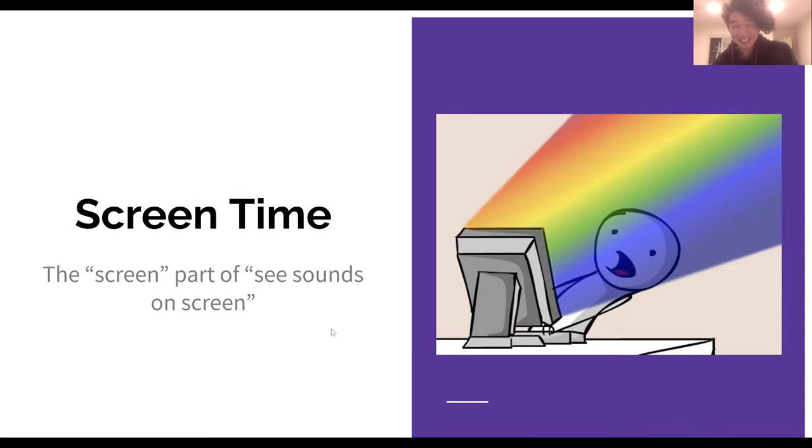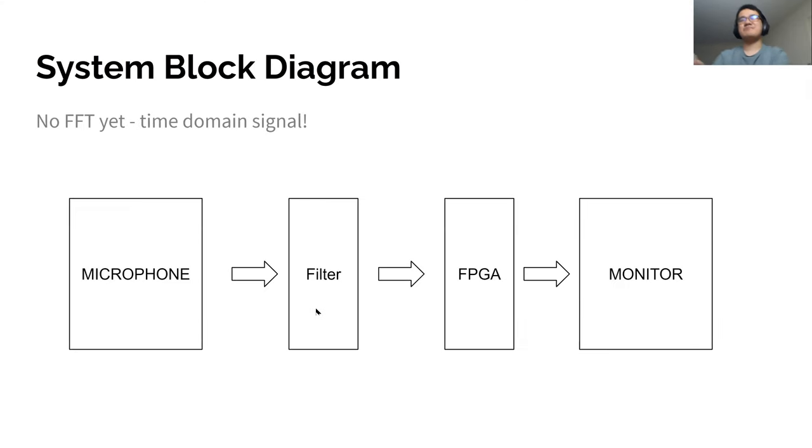All right, so if there's no questions on that, we're going to tell you how you see sounds on screen with the screen, because you did Flappy Bird, FPGA Flappy Bird, but it's kind of different from a DAV-like project. So in this lab, we're going to do something very similar to DAV, but not quite DAV yet. We're going to take out the FFT for a small moment, and we're just going to do this microphone to FPGA filter to monitor block diagram.